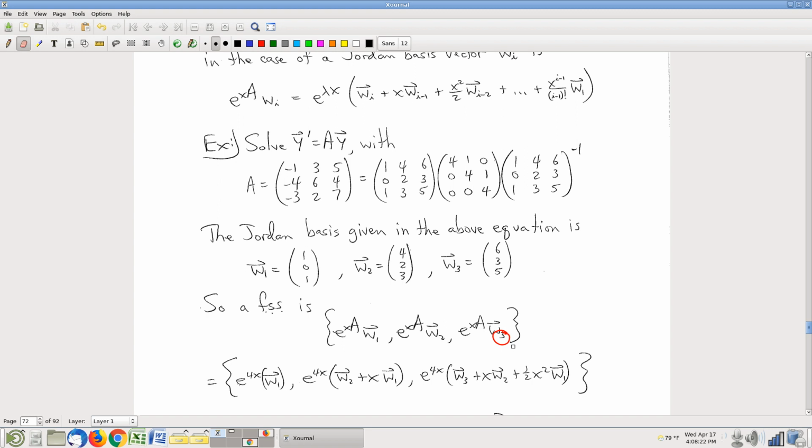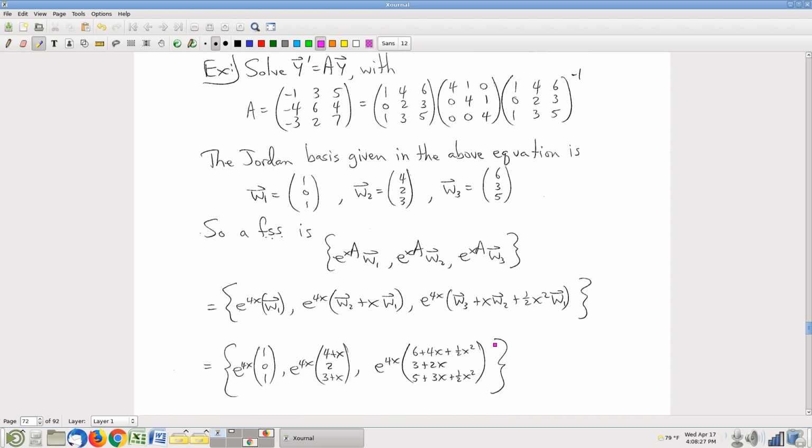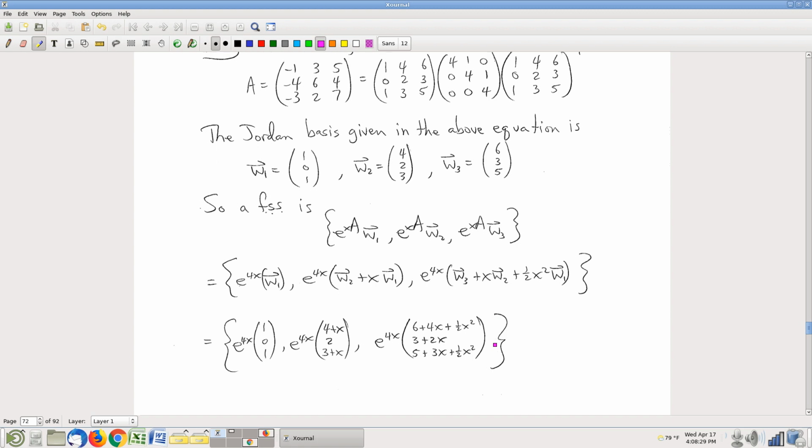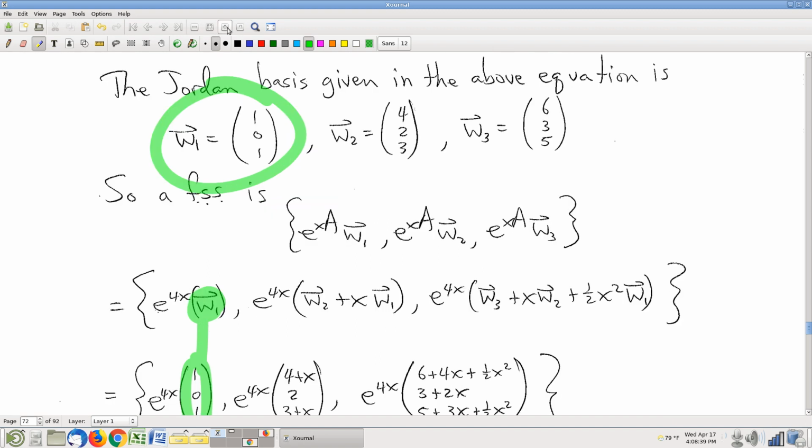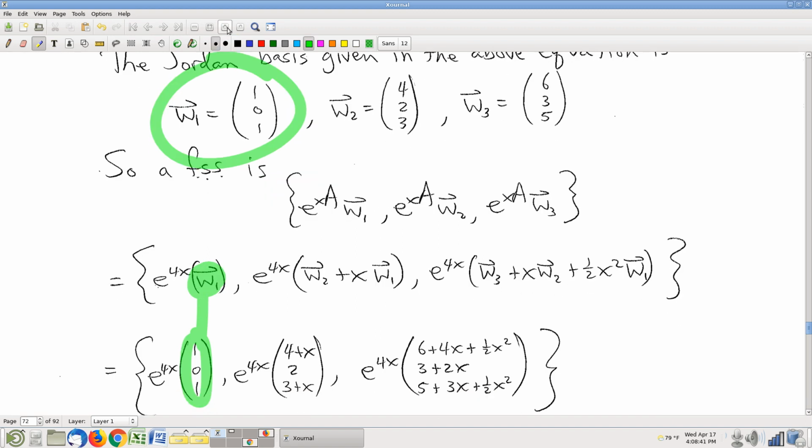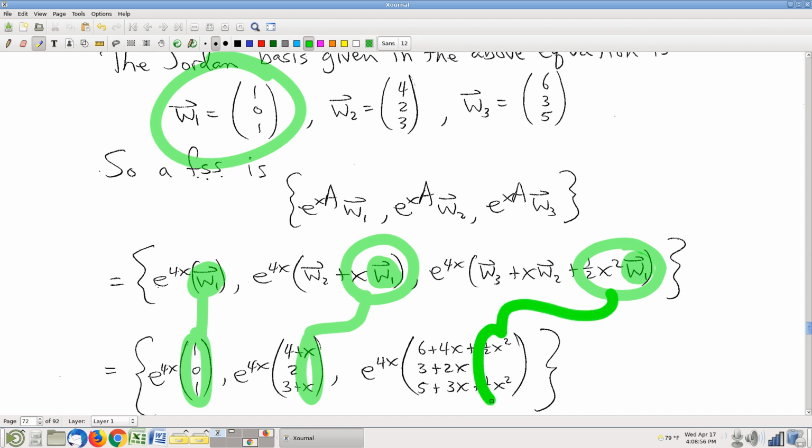Okay. And, in fact, we are kind of done at this point. It's all over but the end zone celebration. Don't forget we know that our first Jordan basis vector, W1, is that. You can see it right there. Furthermore, that W1, when you multiply it by x, gives you that right there. And that W1, when you multiply it by 1/2 x squared, you can see it showing up right there.